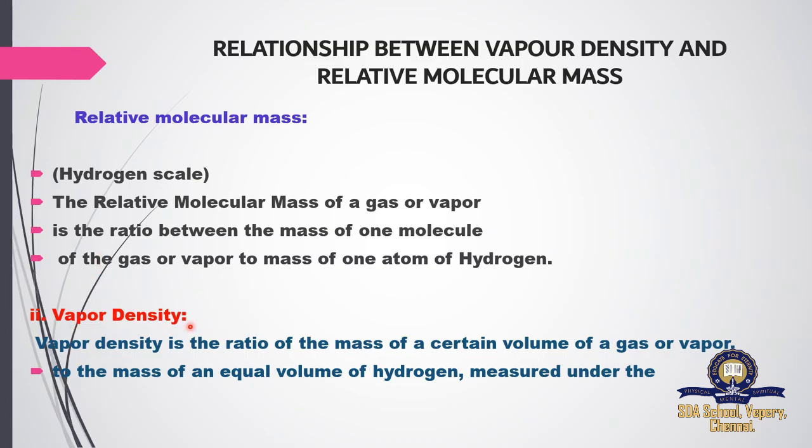Next, vapor density. Vapor means nothing but gas, so gas density. Vapor density is the ratio of the mass of a certain volume of gas or vapor to the mass of an equal volume of hydrogen measured under the same condition of temperature and pressure. Yes, same condition. That is, we need to remember STP, standard temperature and pressure. So here also the vapor density is compared to hydrogen under the condition that temperature and pressure are the same. So we can find the equal volume of gas compared to the hydrogen gas.